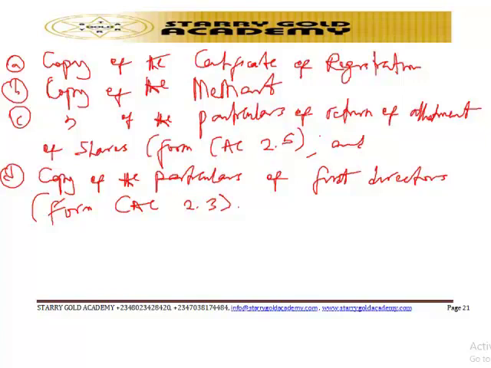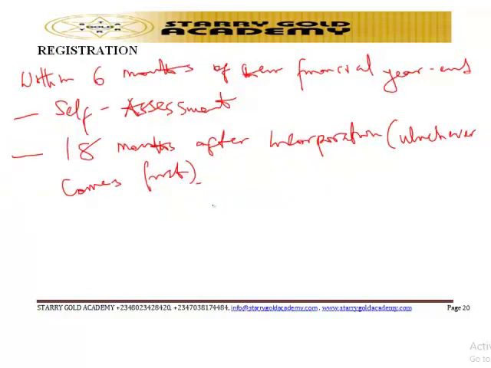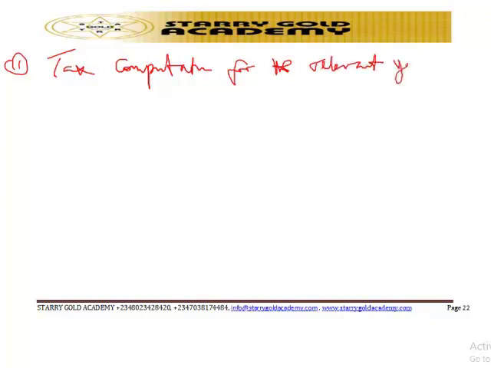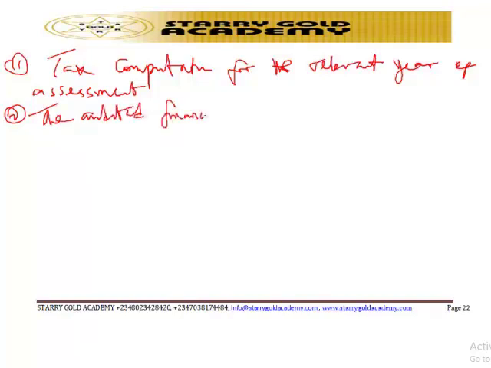So annually, on an annual basis, the company must file with the tax authority, as mentioned earlier, one, their tax computation for the relevant year of assessment, and then two, the audited financial statements for the respective period.